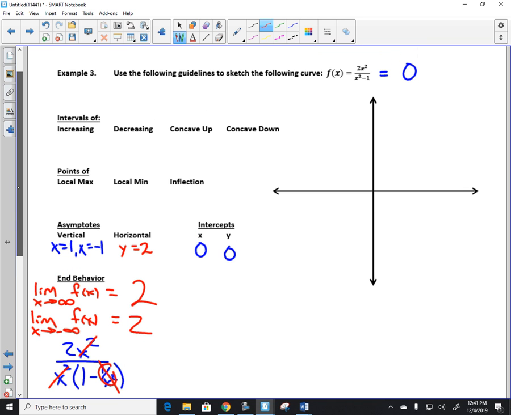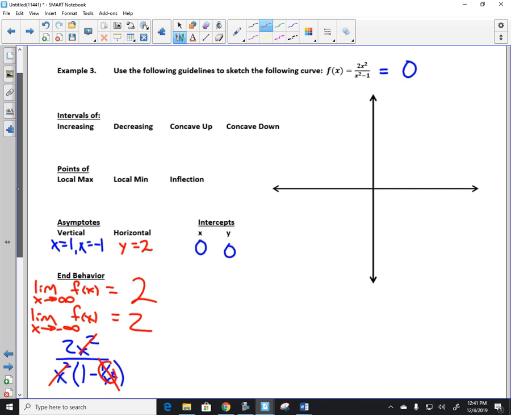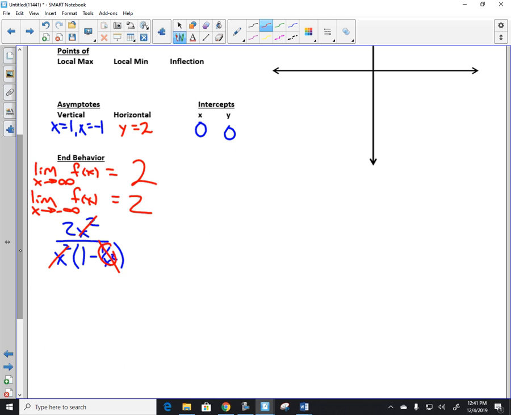Derivative. Oh boy, what rule? Quotient rule. No easy way through this one, folks. We'll see how good our algebra really is. What's the derivative of the top? 4x times x squared minus 1 minus 2x times 2x squared all over x squared minus 1 quantity squared.